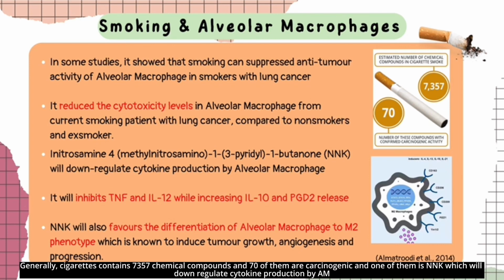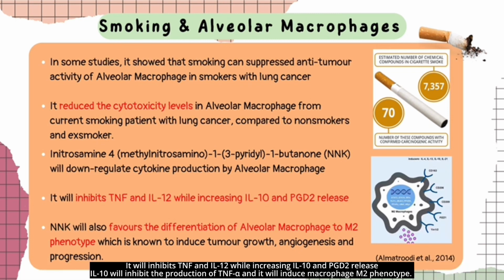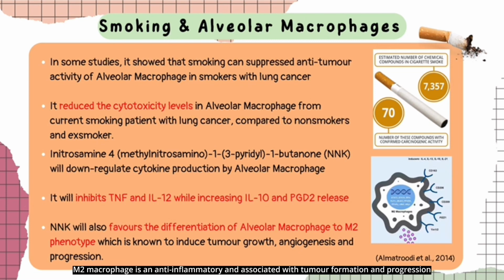Generally, cigarettes contain 7,357 chemical compounds and 70 of them are carcinogenic. One of them is NNK, which will downregulate cytokine production by alveolar macrophages. It will inhibit TNF and interleukin-12 while increasing interleukin-10 and PGD2 release. Interleukin-10 will inhibit the production of TNF-alpha, but it will induce the M2 macrophage phenotype. M2 macrophages are anti-inflammatory and associated with tumor formation and progression.